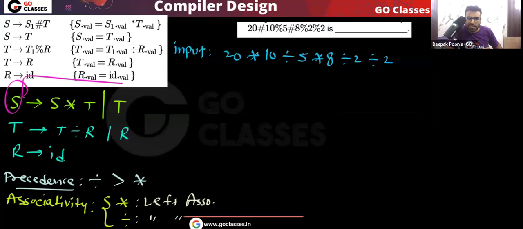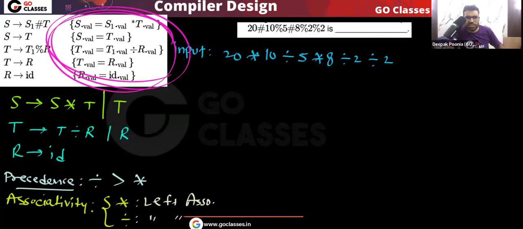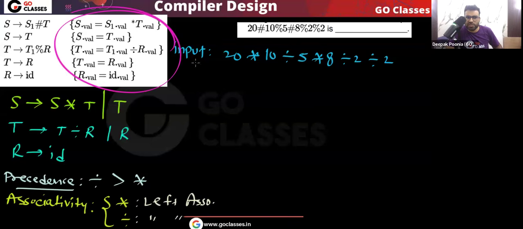For example, when s goes to t, then s dot value will be t dot value. Next, t goes to t divided by r, then t dot value will be equal to t1 dot value divided by r dot value. When t goes to r, then t dot value equals r dot value. R going to id, then r dot value equals id dot value. So notice one thing: all the semantic actions are also very intuitive. There is nothing fishy here. When you see the semantic actions, there is nothing weird.